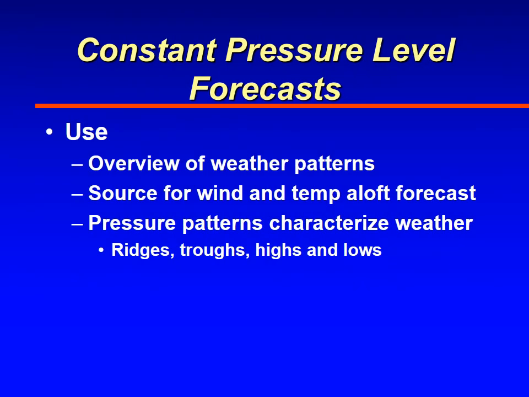What good are these constant pressure charts? Well, we can look at these charts and start to figure out what kind of weather patterns there are, what's affecting the weather. They also give us the winds and temperature aloft forecast that we see at the Aviation Weather Center whenever we plan for our flights. And they help us identify where there are ridges, troughs, highs, or lows, which can produce either good or bad weather as they move across the United States.